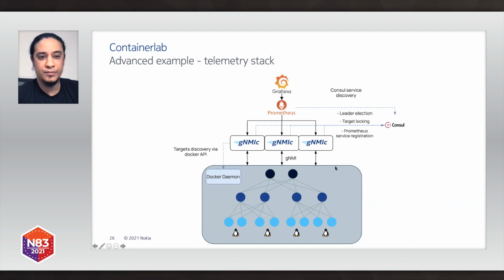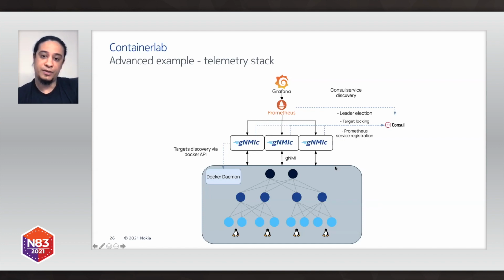So let's have a closer look at the telemetry stack itself. In this lab, we will have 3 instances of gNMIc running as a cluster. The 3 instances will use Consul for leader election and target load sharing and dispatching.